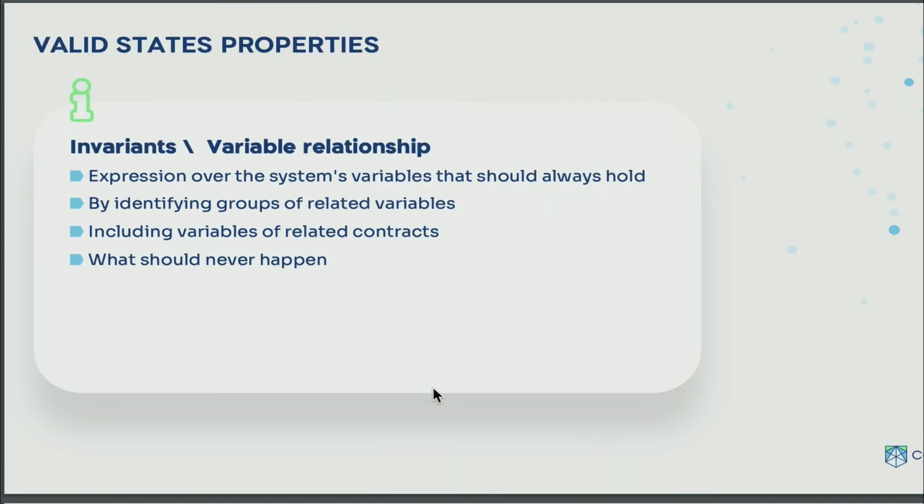Valid state properties. On the elevator, it was like the door is closed while in motion. Those are expressions over the system variables, and I do this by identifying groups of related variables. It can also be variables that are not necessarily internal to this contract. It can also be things that are externally dependent.